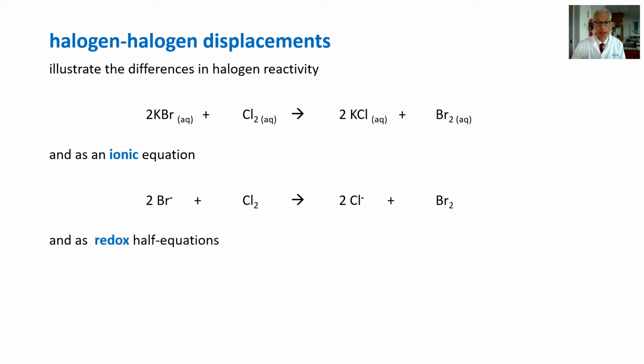But can you rewrite that ionic equation in the form of redox half equations? Pause the video, write your half equations and come back to check their accuracy. Here are the oxidation of bromide ions to bromine molecules through the loss of 2 electrons. So 2 bromide ions lose 1 electron each to form the bromine molecule. And the chlorine molecule gains 2 electrons to form 2 chloride ions. That is reduction.